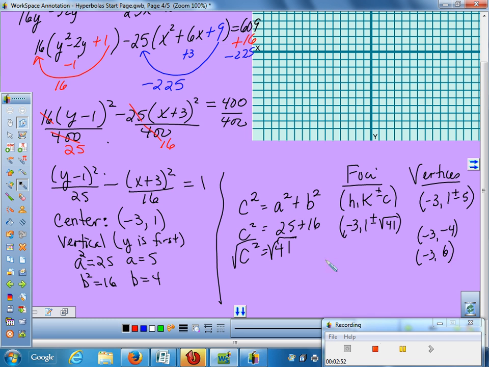Oh, the other thing I didn't have to do. Slopes of the asymptotes. A over B or B over A? Since we're on vertical, if you look on the vertical part of your card, slopes would be A over B. So in our case, A is 5 and B is 4. Plus or minus 5/4. That's really important when we go to graphing here in a moment.